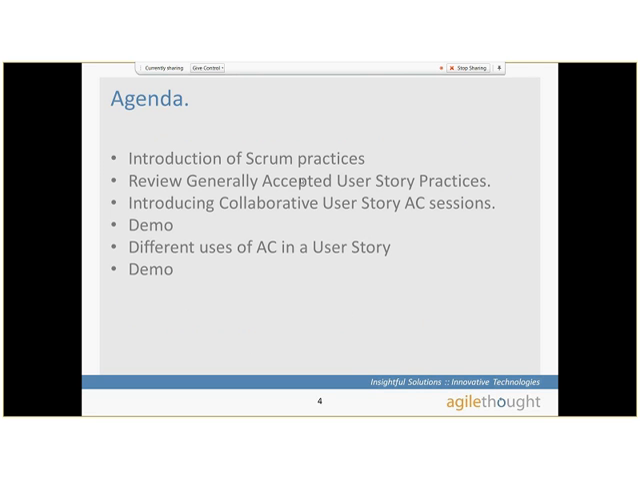We're going to look at our generally accepted user story practices. So we're going to see what people are doing normally when they're writing user stories, and I'm going to go over a little bit as to why people use user stories. Then we're going to talk about collaborative user story AC sessions a little bit. Then I'll give you a demo on that. And then we'll really get into the meat of acceptance criteria in a user story, and then another demo.